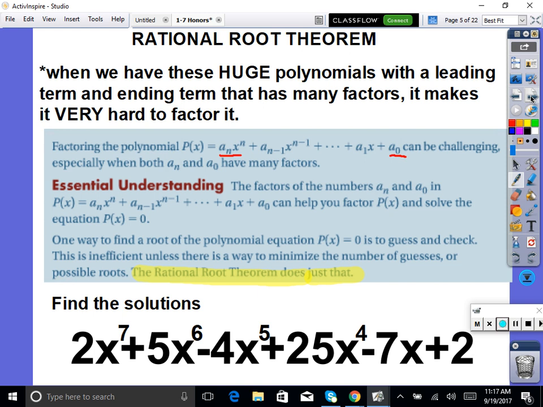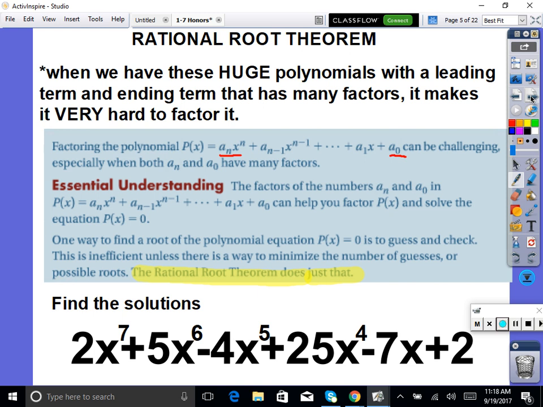Now it says, the factors of a sub n, so the leading term, and the factors of a sub naught. This is how you say a sub 0. Sometimes you call it a sub 0, sometimes you can say a sub naught. It doesn't matter. But those two things can help you factor a polynomial. Isn't it true that with the quadratic we do what multiplies to be a times c? And that helps us factor it. Now, one way to find the root of a polynomial when the polynomial is set equal to 0 is to guess and check.